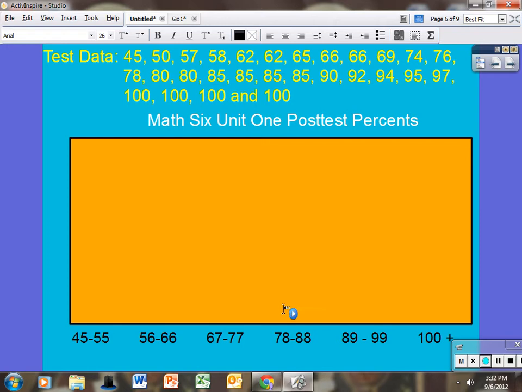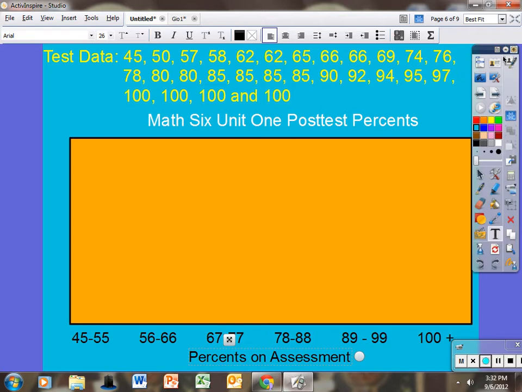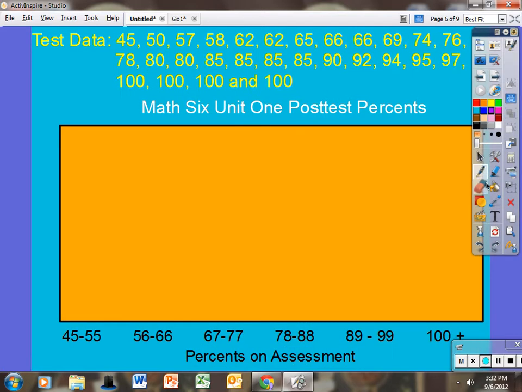Now, these are percents on assessment. That's our x-axis. We also have to have a y-axis. Now, what I'm really figuring out here is the number of times something happens. So how many instances are there where kids score between a 45 and a 55? Hopefully not many. So I'm going to start chunking data.